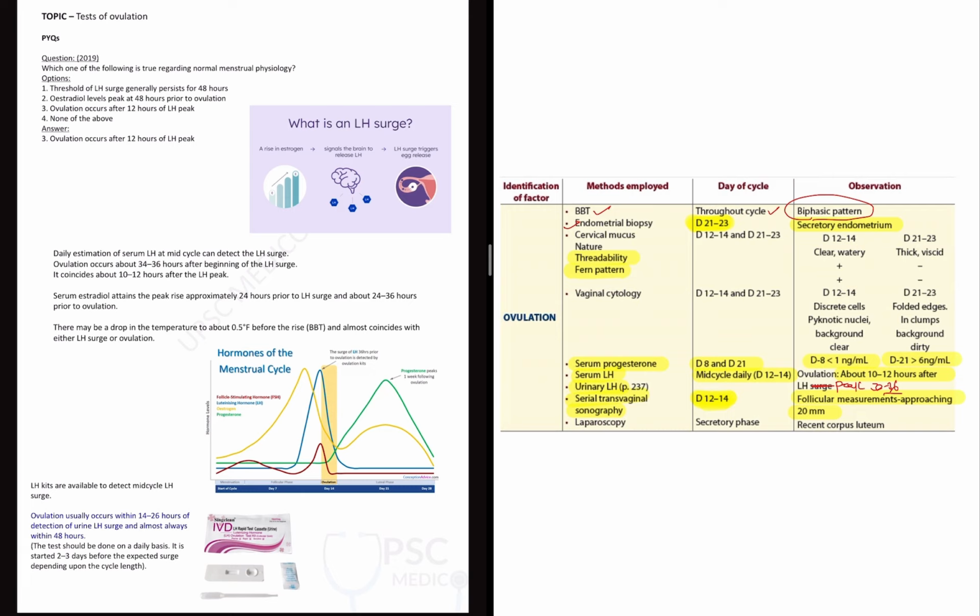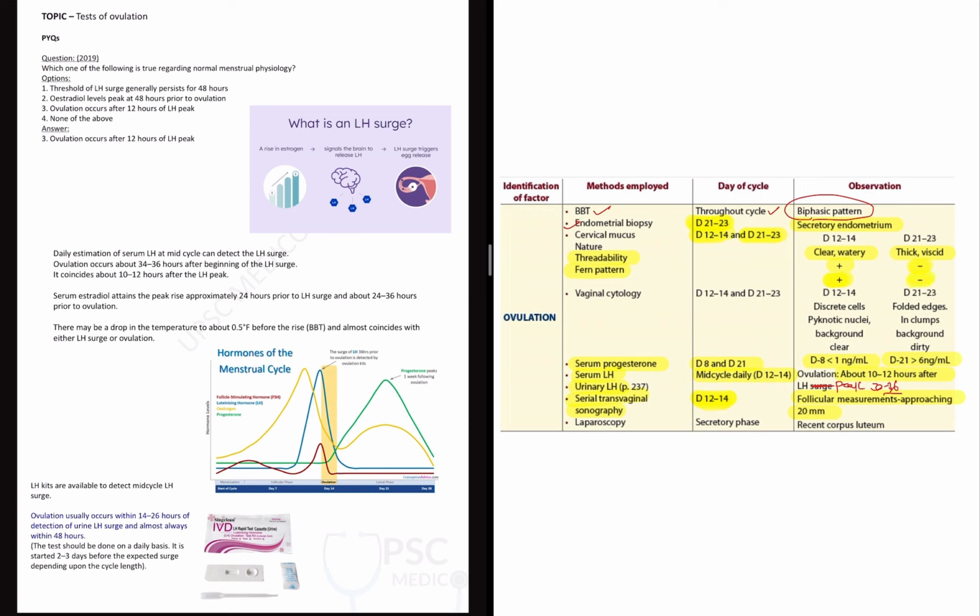And when to check for that, pre-ovulatory we do it for 12 to 14 days, and post-ovulatory, 2 samples of cervical mucus should be taken, 12 to 14 and 21 to 23. When you look for the nature, the cervical mucus is clear and watery on days 12 to 14. It is very thick and viscid on days 21 to 23. Threadability and fern pattern are present before ovulation. Threadability is lost and fern pattern is lost after ovulation under the influence of progesterone.